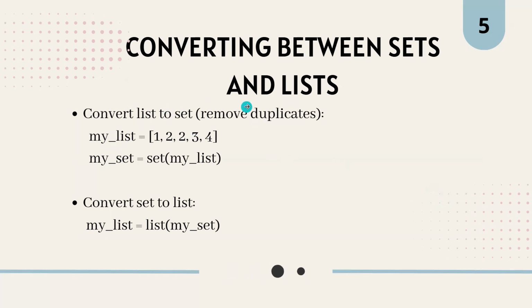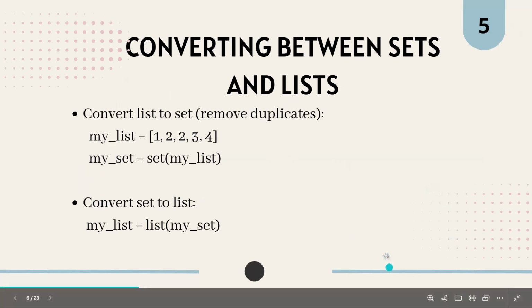And the next one is converting between sets and lists. First, we convert a list to a set, which means we are also removing duplicates. And second, we convert a set to a list. So let's see practically how it is implemented.